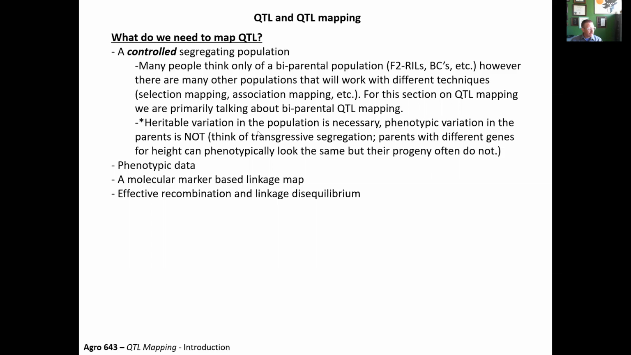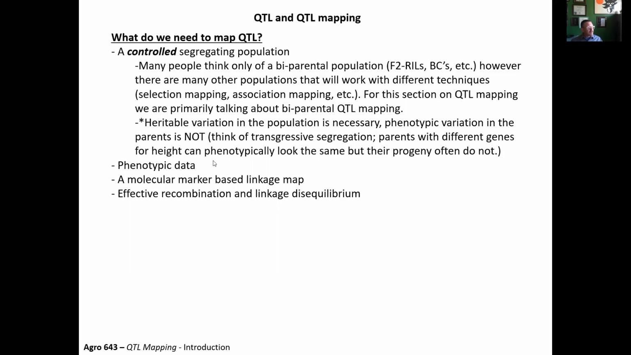We need heritable variation, but there's a note here. It doesn't matter that the parents are segregating in their phenotype. What matters is the progeny are. Transgressive segregation is where the progeny have effect sizes more extreme than either of their parents. So you cross a medium plant with a medium height plant, and you get plants that are shorter and taller than both the parents. That still is heritable variation that can be mapped.